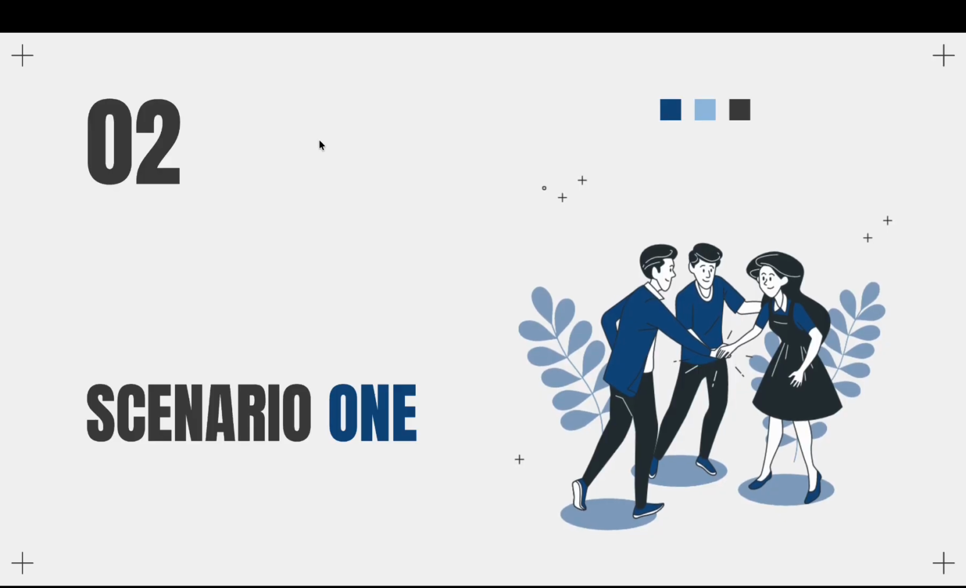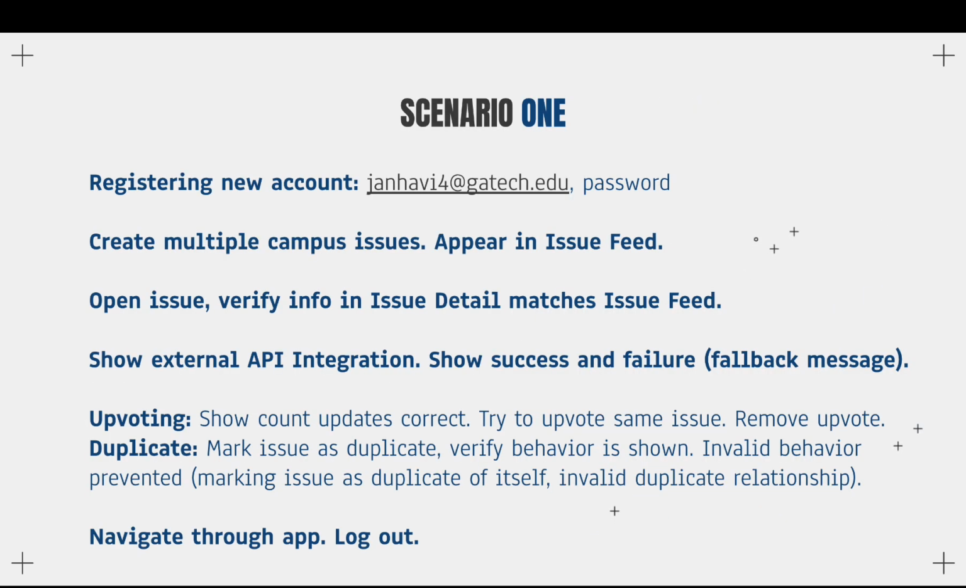Now let's go through scenario 1. For scenario 1, we're going to register a new account under johnhobby4@gottech.edu. We're going to create multiple campus issues, show that they appear in the issue feed, open each issue, verify info and issue detail matches the issue feed, show external API integration, show both success and failure. For upvoting, show that the count updates correctly, try to upvote the same issue, and remove an upvote. For duplication, mark an issue as a duplicate, verify valid behavior is shown, and invalid behavior is prevented, such as marking an issue as a duplicate of itself and invalid duplicate relationships. Then you navigate through the app and log out.